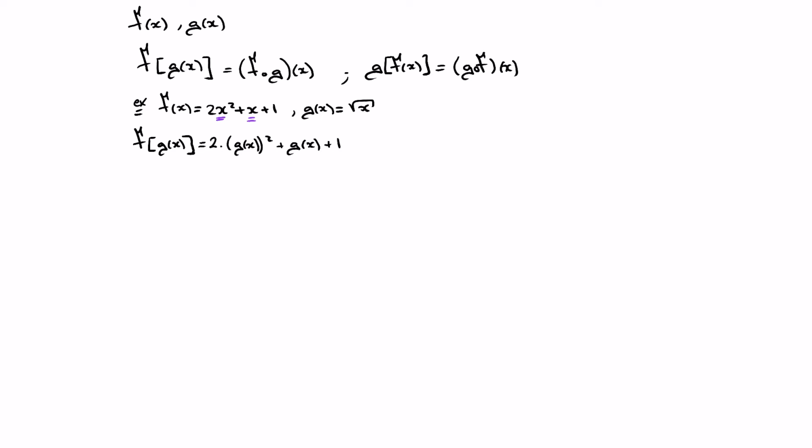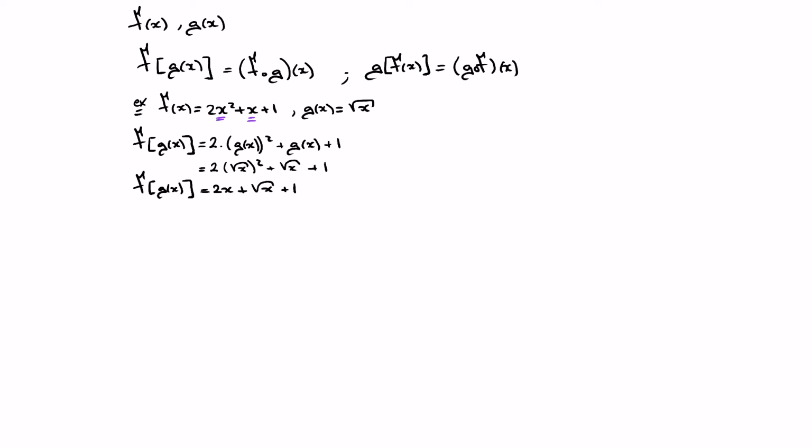And now we replace g of x by its expression, which is square root of x. So that leads us to 2 times square root of x squared plus square root of x plus 1. And of course we can go further, since the square root of x squared is just x. This leads us to the final answer, f of g of x equals 2x plus the square root of x plus 1. And there we go, we've just found the expression for f of g of x.